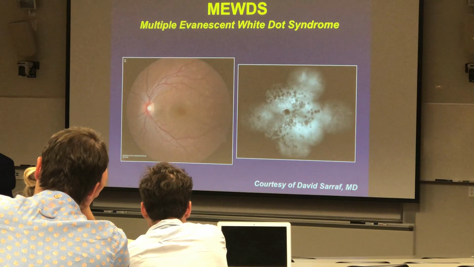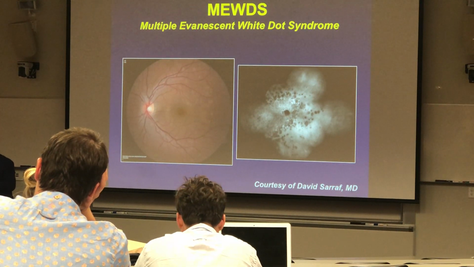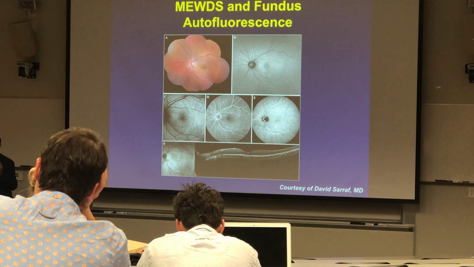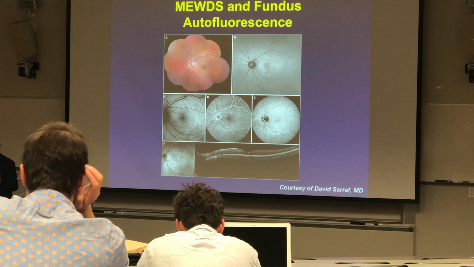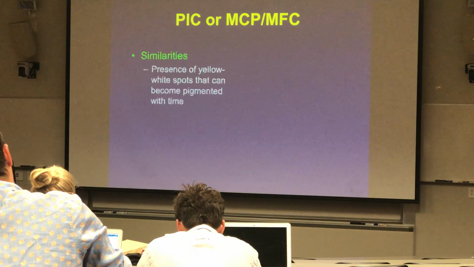But on fundus autofluorescence, you can see a pattern of hypofluorescence there. And that pattern will change as well, because it will not stay constant. Fundus autofluorescence can be helpful, but it cannot make the diagnosis. If you see that it becomes pigmentary changes later on, then it most likely is not a MEWDS case. PIC versus MCP.